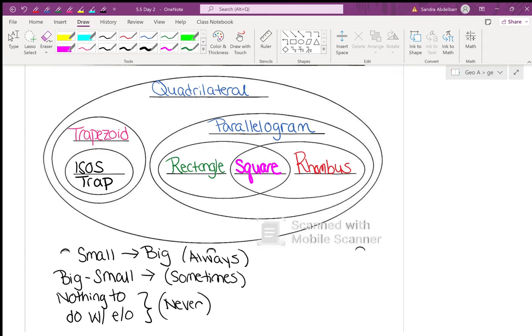All right, let's do this. A square is a parallelogram. Good. It's an always. A parallelogram is a square.